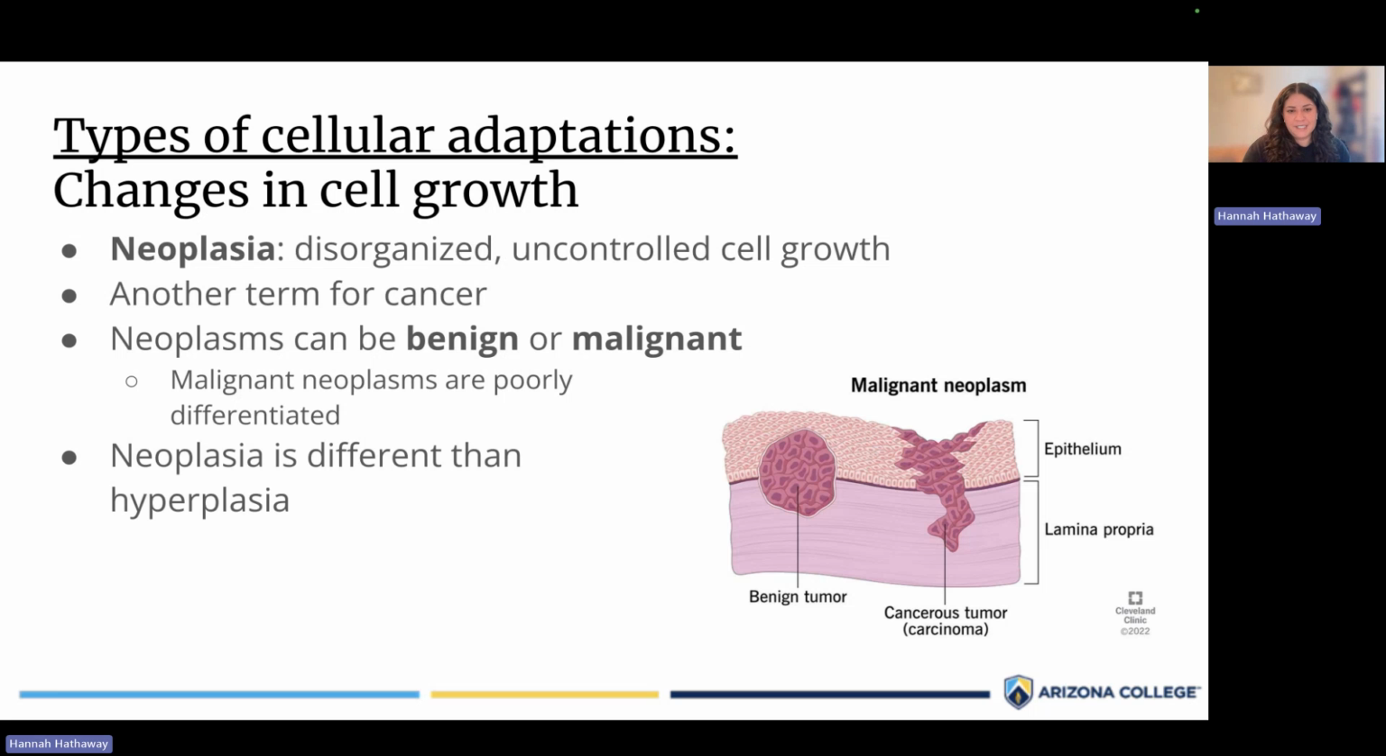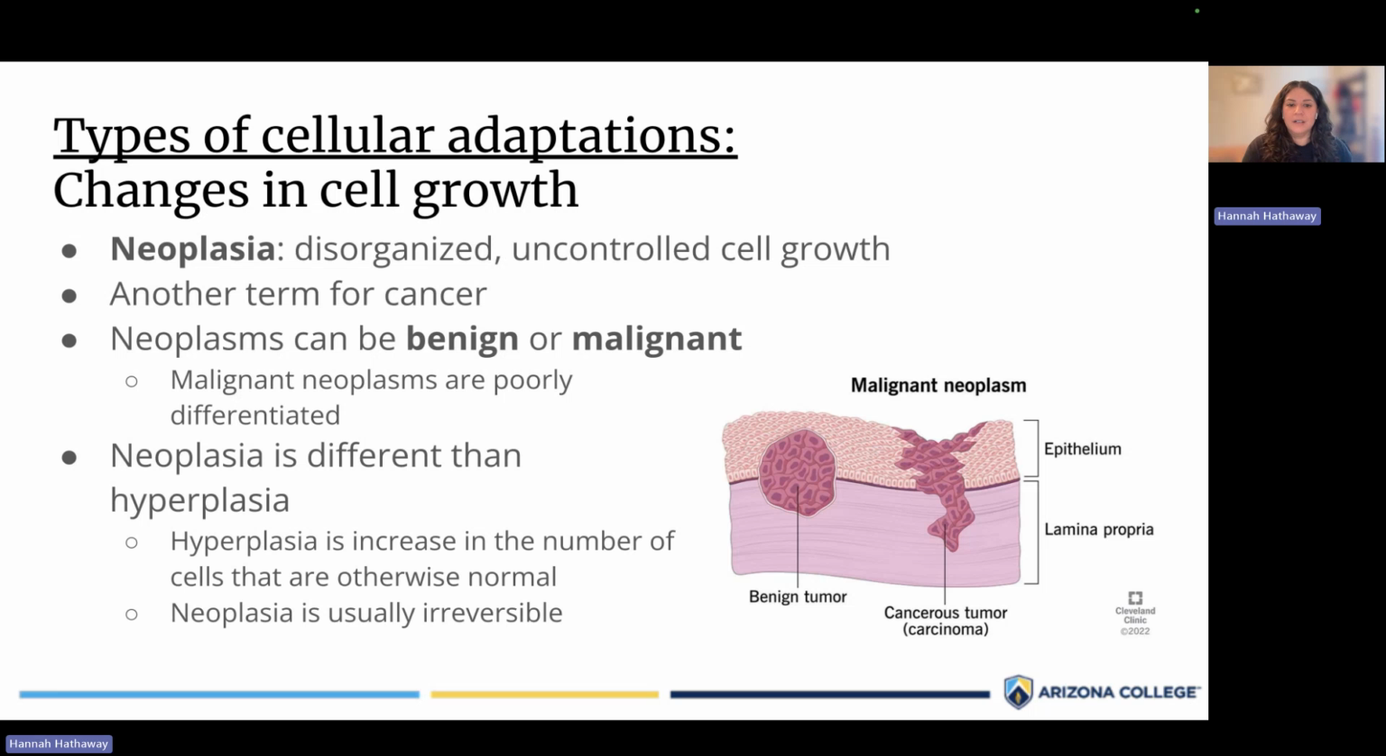Neoplasia, I want to emphasize this, is different than hyperplasia. So hyperplasia is too many cells, but the cells themselves are still normal cells. There's just a lot of them. Neoplasia, they're too many cells, but the cells themselves are abnormal, so they're poorly differentiated. They don't have nice defined borders. They're kind of spreading all over the body. So this is something that we would consider cancer. Whereas hyperplasia, for example, a keloid, that's not cancer. That's just a scar. And it may or may not be kind of uncomfortable, but it's not cancer.